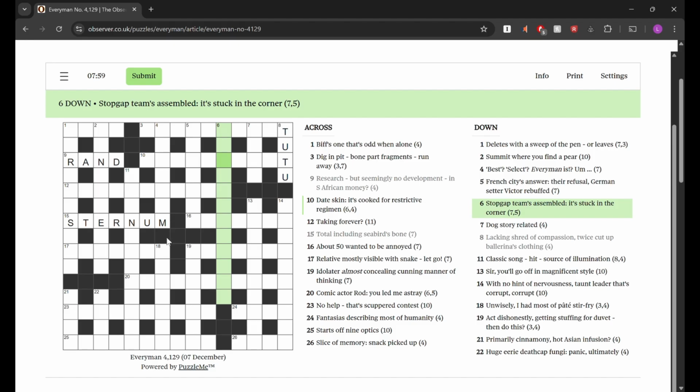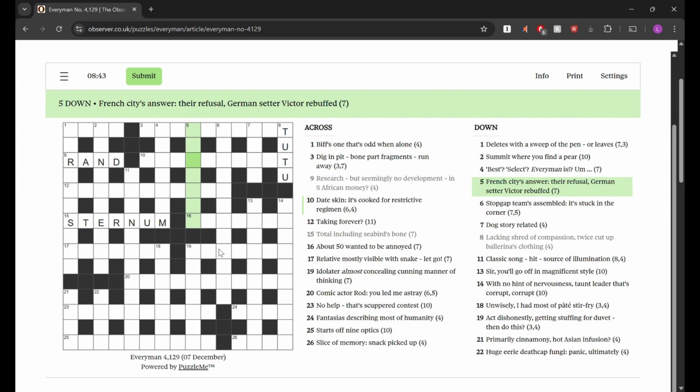Let's try and get 6 down. Stopgaps teams assembled. It's stuck in the corner. It should be just an anagram of assembled. 7 letters plus 8, 9, 10, 11. Maybe the S as well to get 12. It's stuck in the corner. Not sure about that just yet.